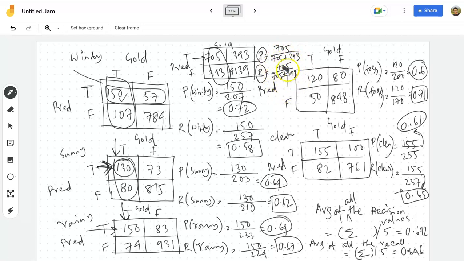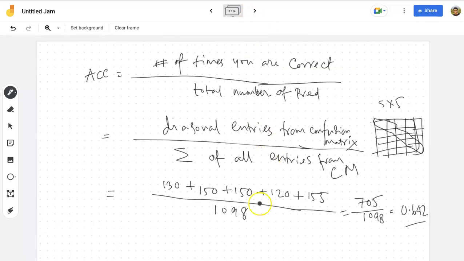Now another important interesting thing, if you just remember, micro precision, micro recall and accuracy are same. If you just calculate, it will be 705 by 1098. Similarly, recall will be same, 705 by 1098, and if you remember, the accuracy is also 705 by 1098. So what we have got? Accuracy is like micro recall and micro precision.